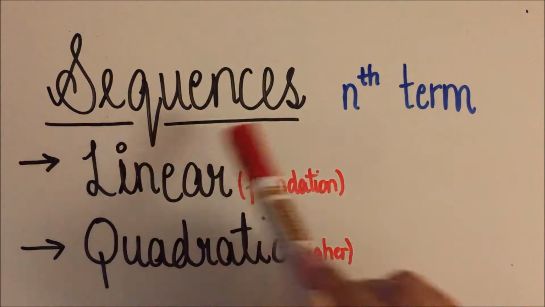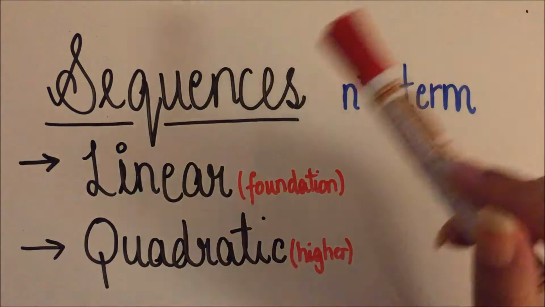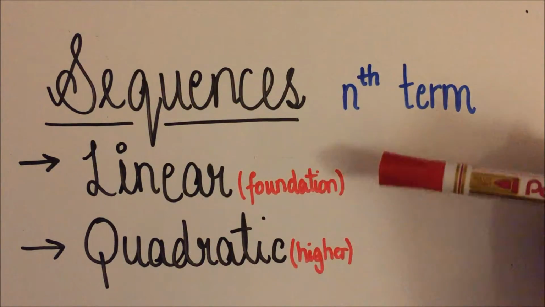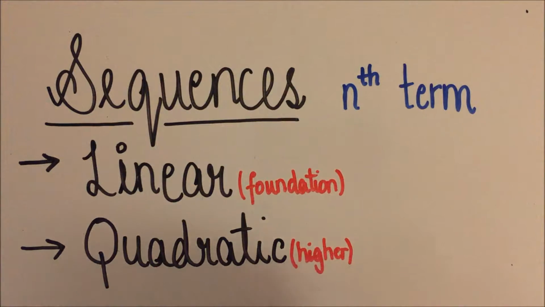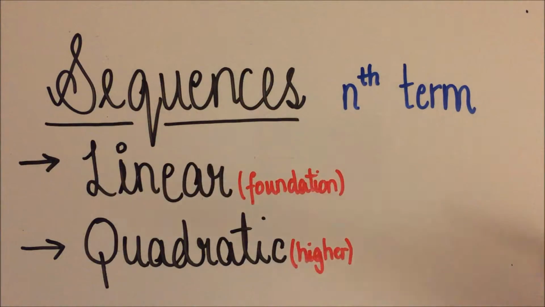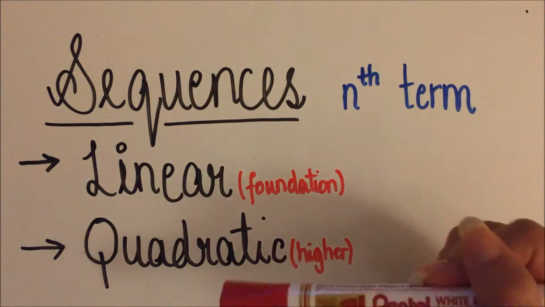Hi guys, welcome back. Today we're going to be doing sequences and focusing on how to find the nth term. For your GCSE exam, there are two sequences you need to know about. One is linear, the other one is quadratic. It depends which paper you're doing. If you're doing foundation, you only need to know how to do linear. However, if you're doing higher, you need to also be able to do quadratic.